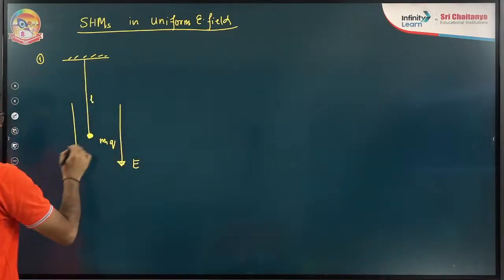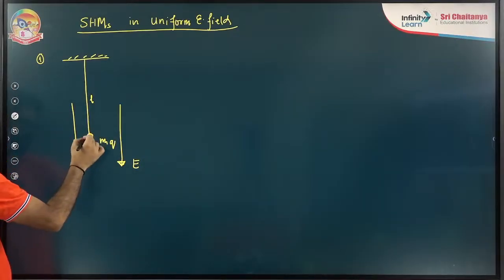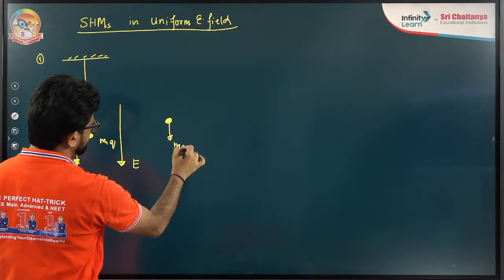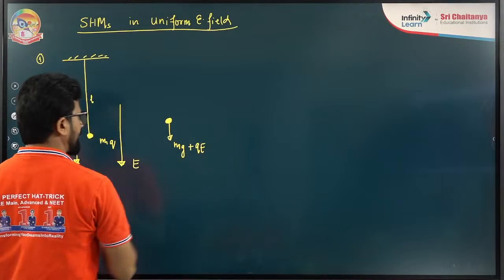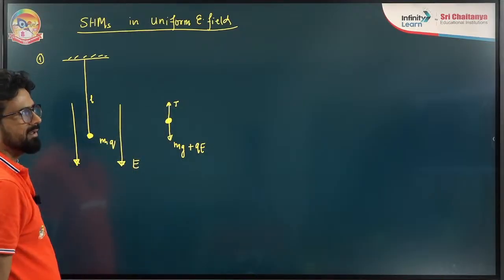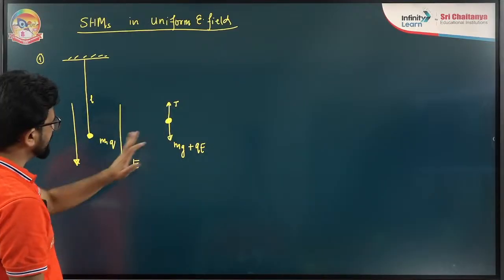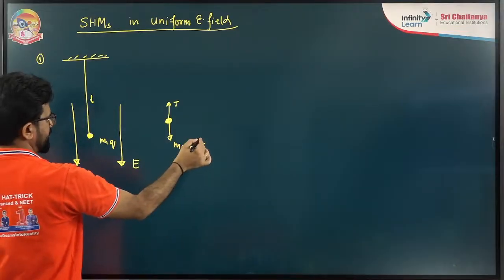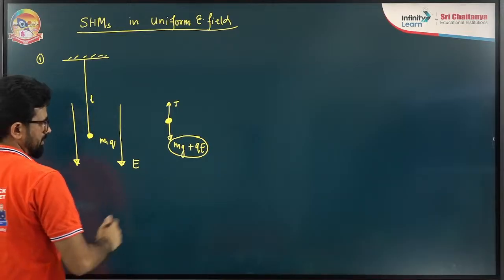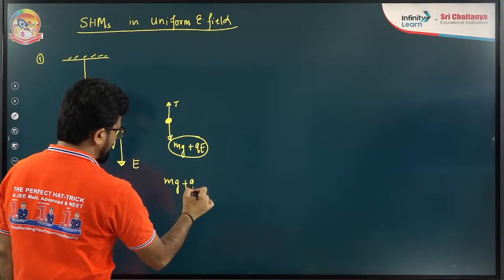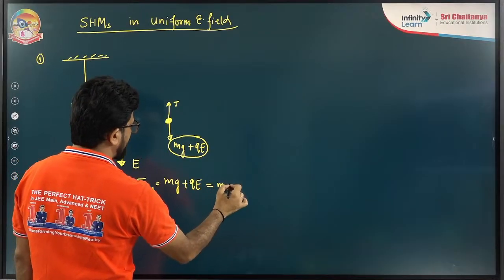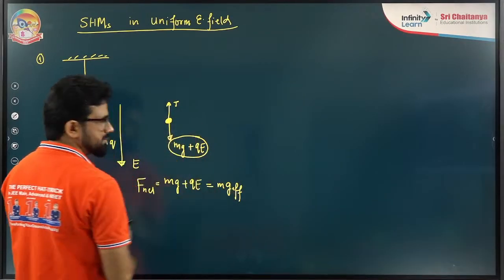First, you have to find what forces are acting on this bob. Vertically downward there is mg. One more force is QE. I am taking a positive charge, and the upward force is tension. So the net force is what we call mg effective: M into (g plus QE by M). This net force can be written as M into g effective.